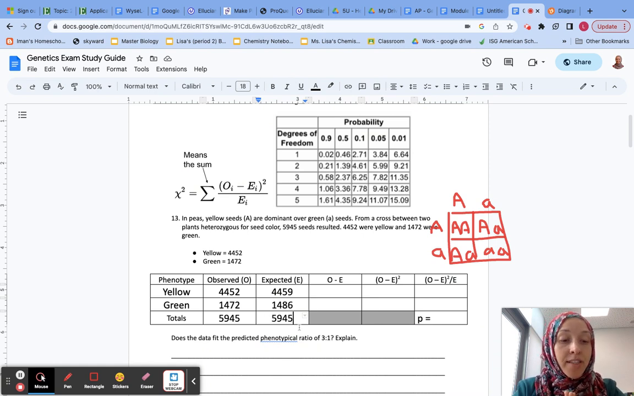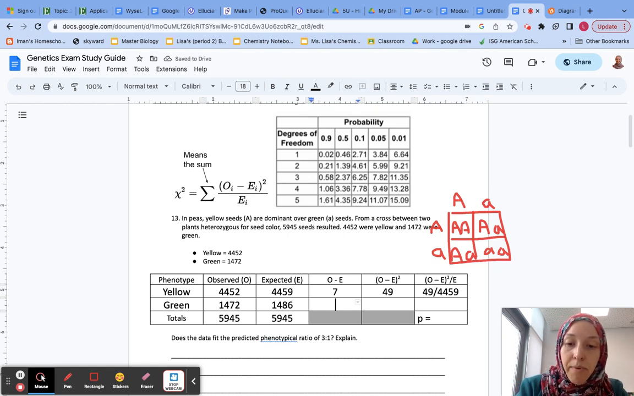Okay, so I hope you understand now how we got observed. This is what we observed in the question. How we got our expected: we took the total and divided it by 4 and then put it into our ratio. Now we're going to do the calculations here. So you do observed minus expected, 4,452 minus 4,459, which is 7. 7 squared is 49. And 49 divided by my expected, 4,459. Okay, I'll plug that into my calculator in a minute.